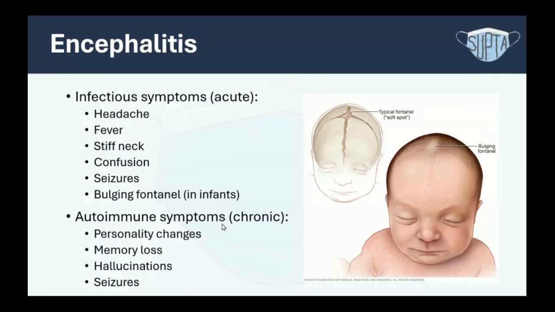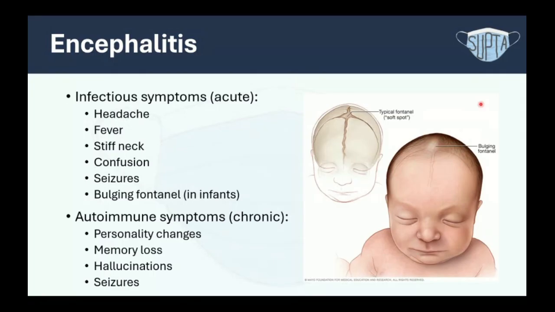Infectious symptoms are more of an acute situation. So if it's acute, it's more likely to be infectious. You probably get a headache, fever, a stiff neck again, confusion, seizures, and this is a bulging fontanelle. This is often seen in infants. You can see this point here, the soft spot, and you see this bulging. So if an infant has encephalitis, you may see this situation as well.